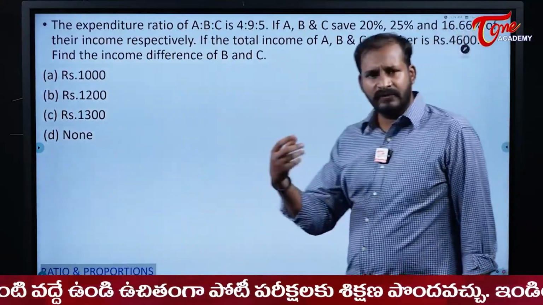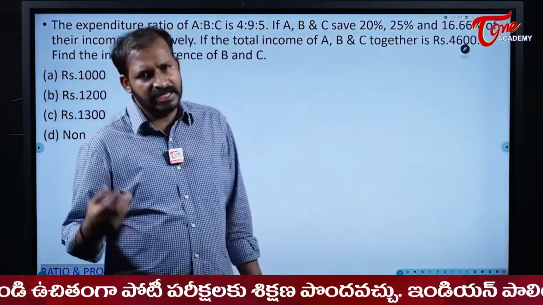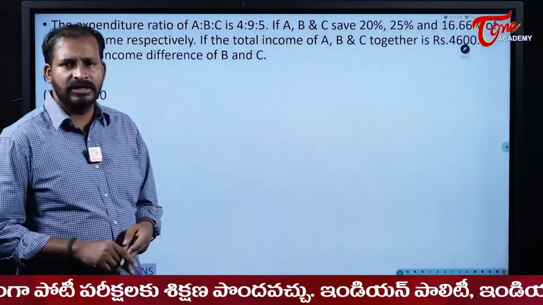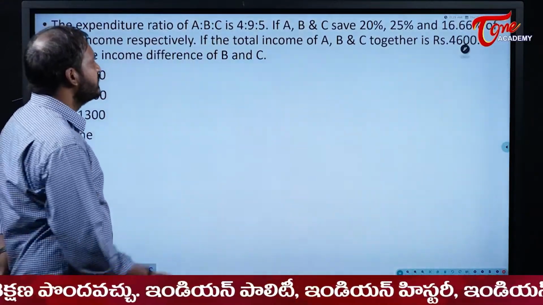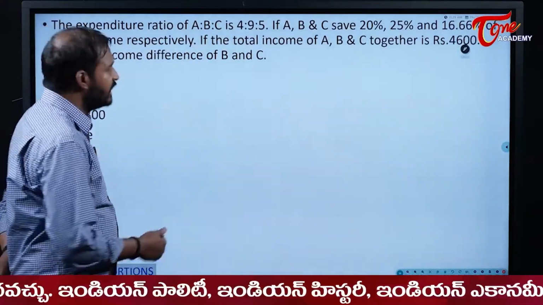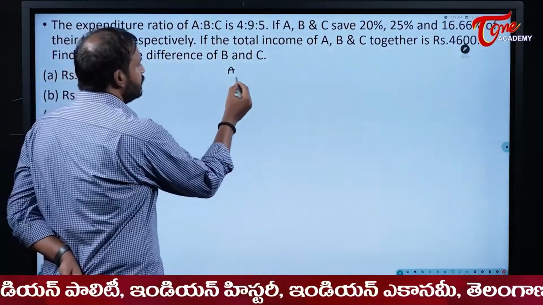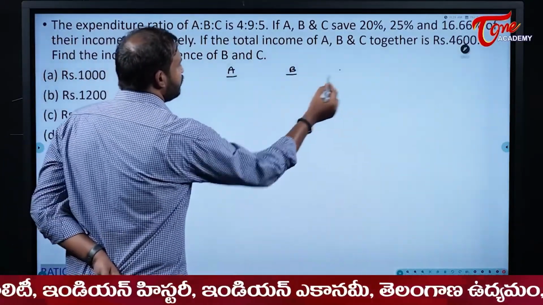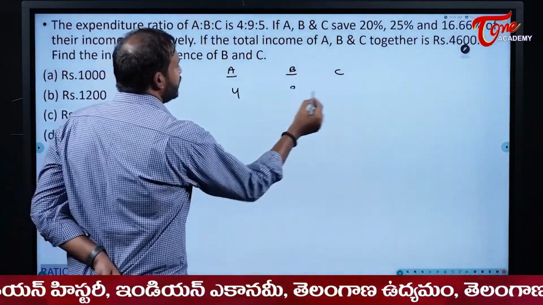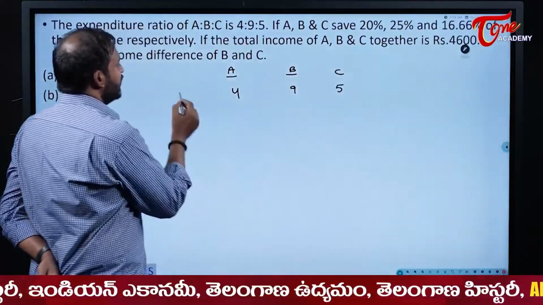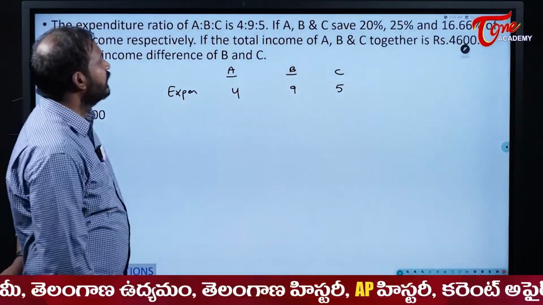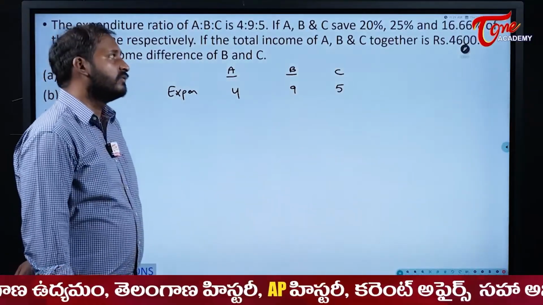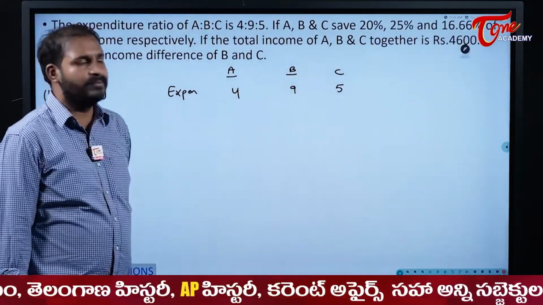Whenever there is possibility of using a shortcut, we will use there. Else, we will go with the basic or the traditional method. The expenditure ratio of A, B, C is 4:9:5. Okay, this is their expenditure ratio, remember. If A, B, C save 20%, 25% and 16.66%.